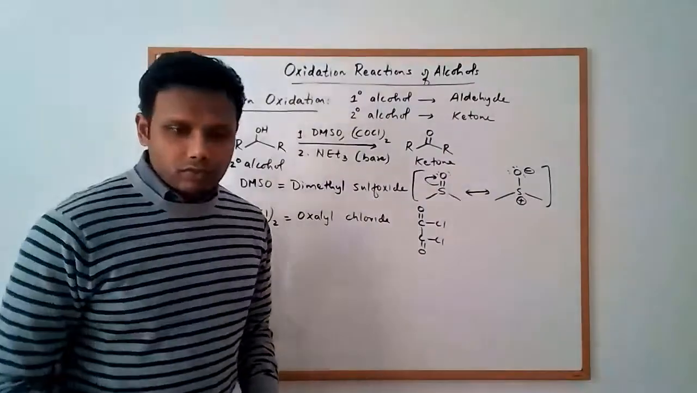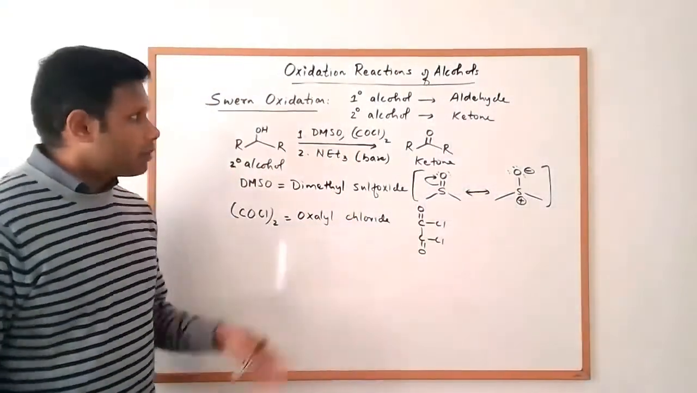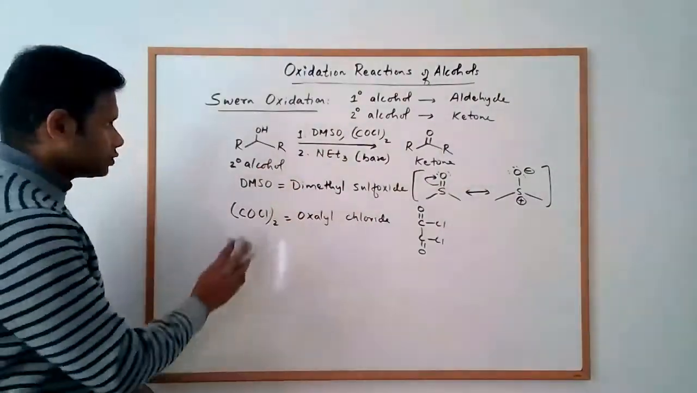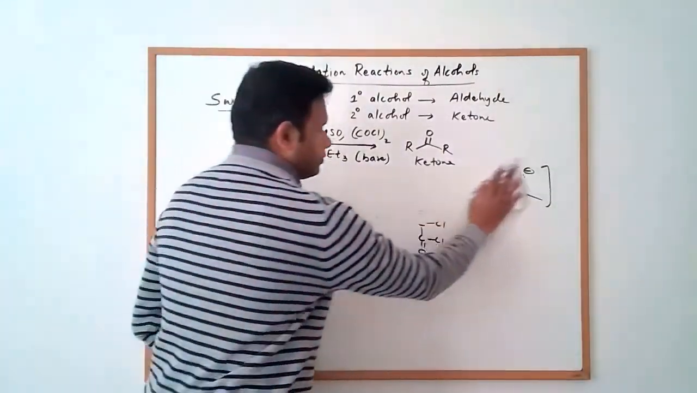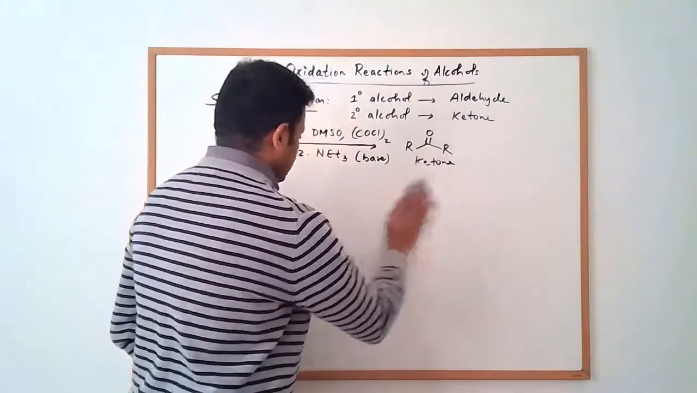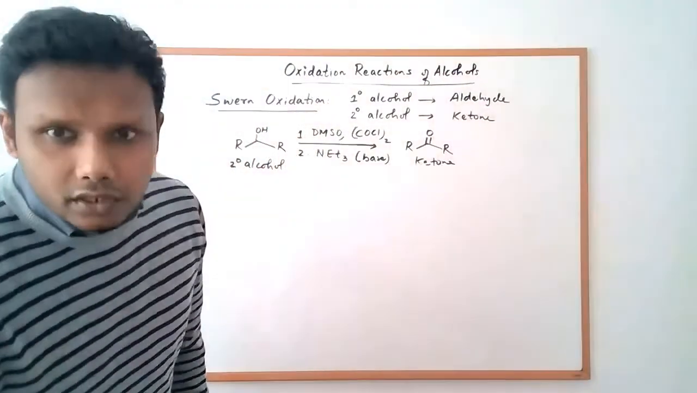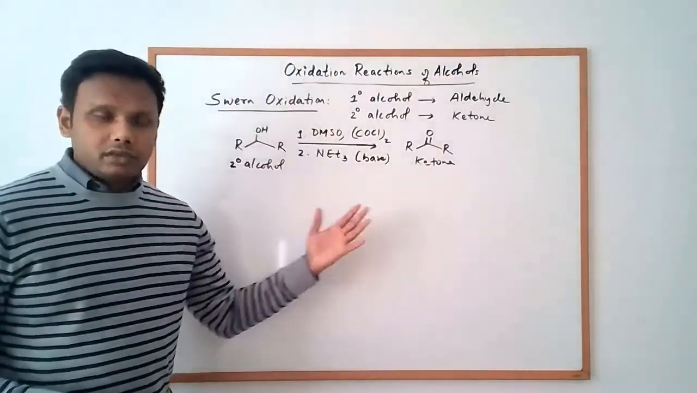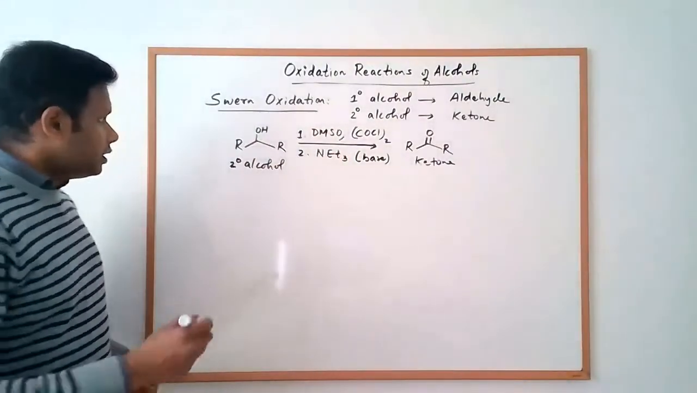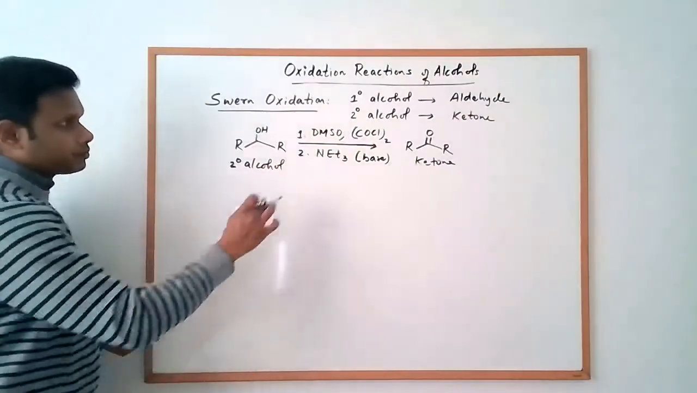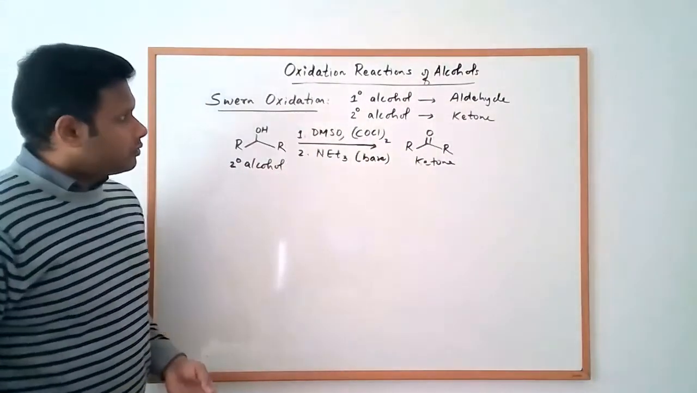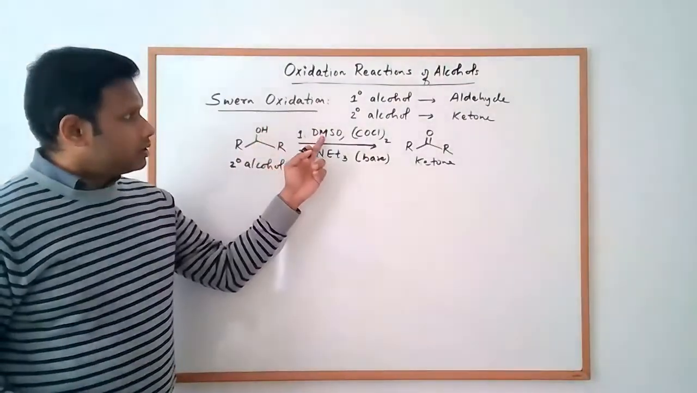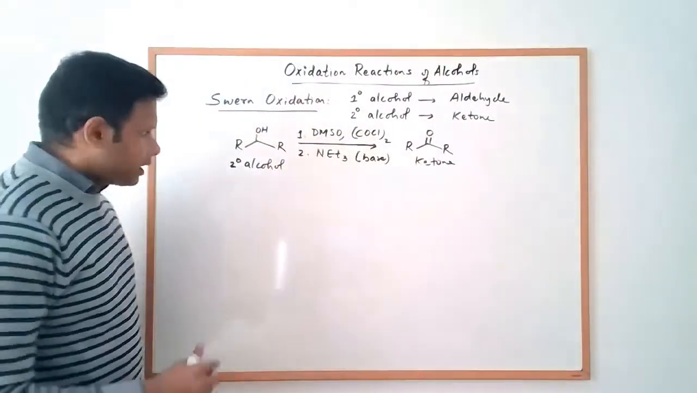Let's look at the mechanism of this reaction. What is the mechanism? How do all of these reagents come together to give us a ketone product? Like I mentioned, the reaction has 2 steps. The first step is the formation of an intermediate, which then reacts with the base. So we start off with the reaction of the DMSO with the oxalyl chloride.